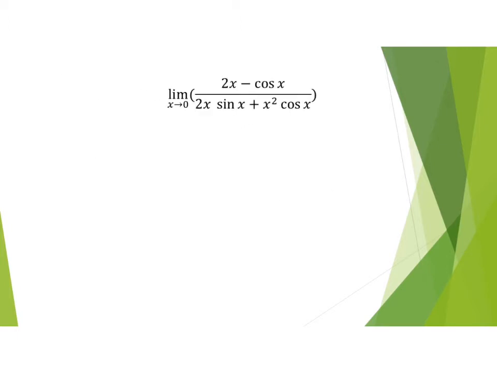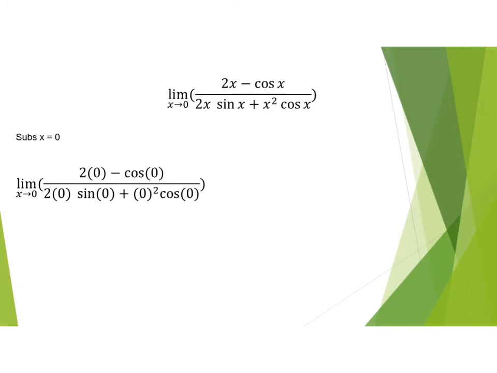After differentiating, we need to substitute the x value with the limit, where the limit is 0. So we substitute, and we will get the limit as x approaches 0 of 2 times 0 minus cos 0 over 2 times 0 sin 0 plus 0 squared cos 0, and we will get negative 1 over 0, which is equal to negative infinity. So the final answer for the question is negative infinity.